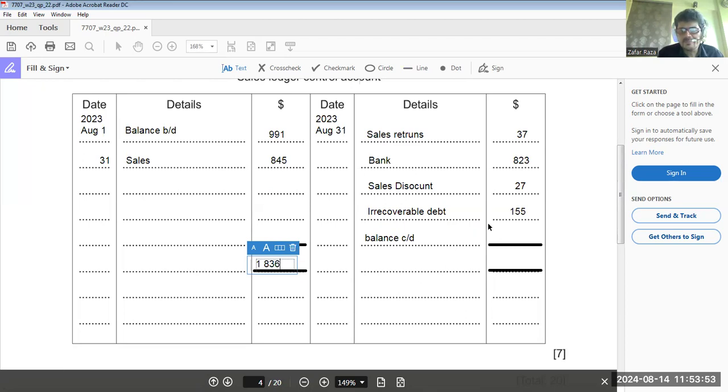Okay. 794. It means here 1836. Please again don't forget to write the balance BD September 1st. Balance BD, that is 794. Otherwise you would lose 1 mark. Okay, next we got 7 marks. Now I have not left any place where the examiner can deduct my marks. Okay.